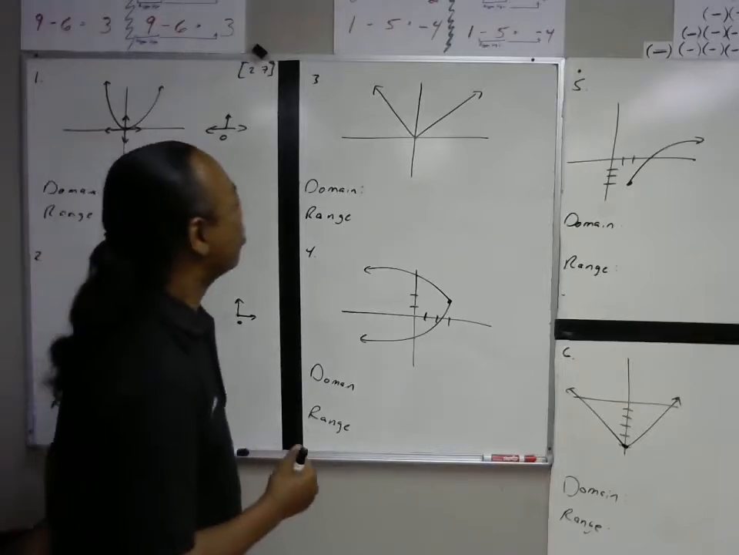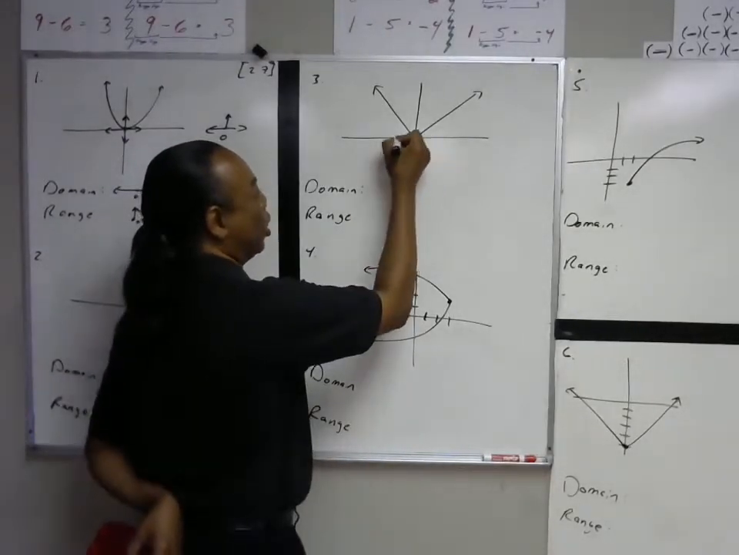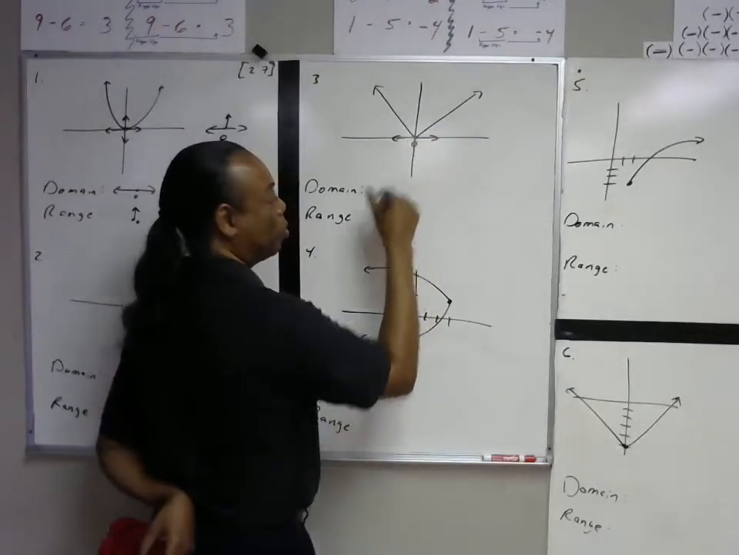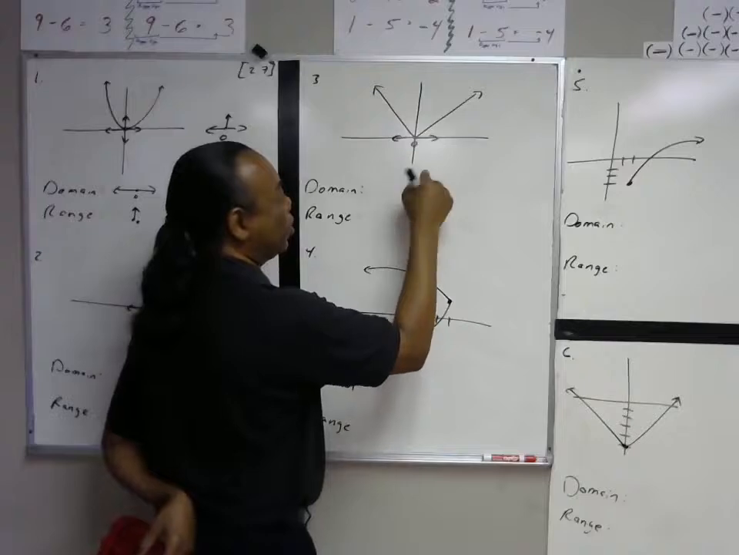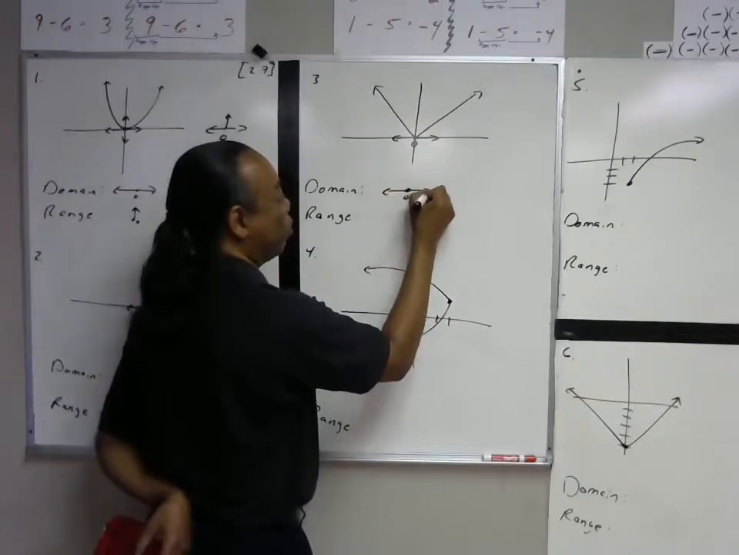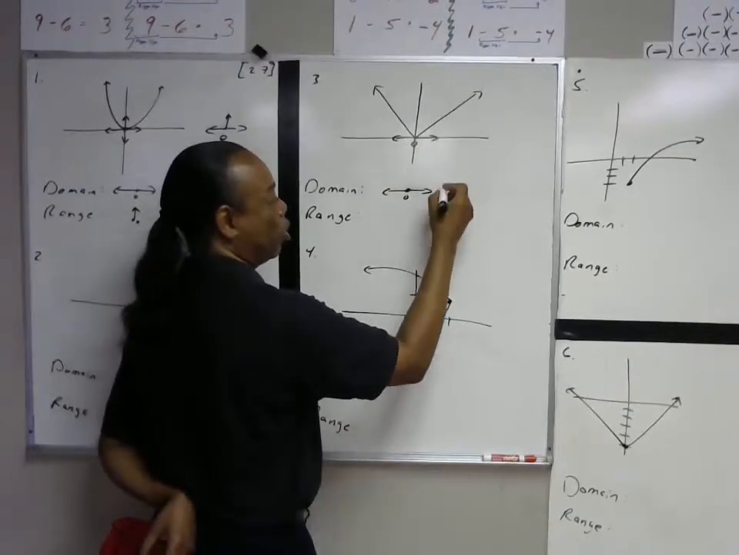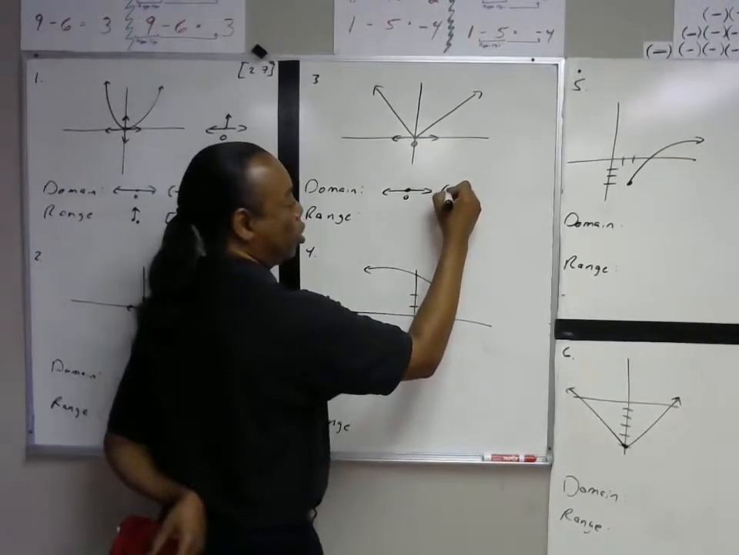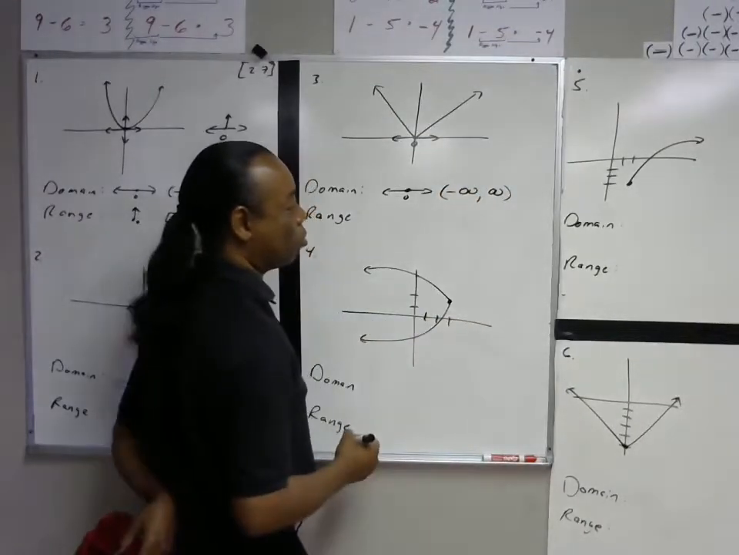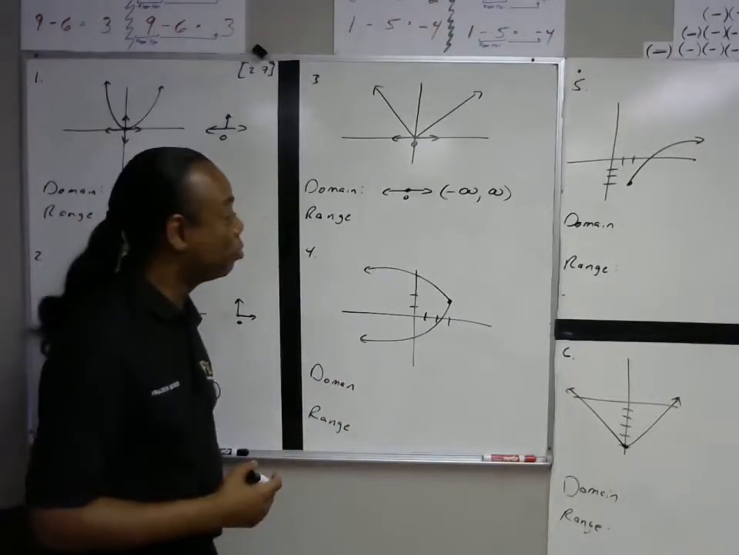Okay, number 3. First, for the domain, let's look to the left and to the right along zero, which is the vertex here. And at zero, we can see that this graph continues to the left and continues to the right. Therefore, the domain for this is negative infinity to positive infinity. And again, we can also say all real numbers.